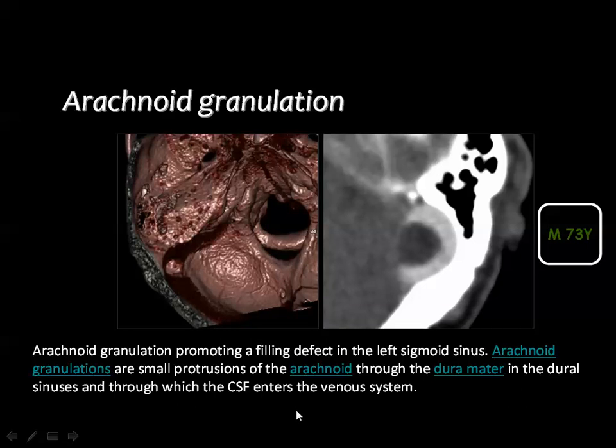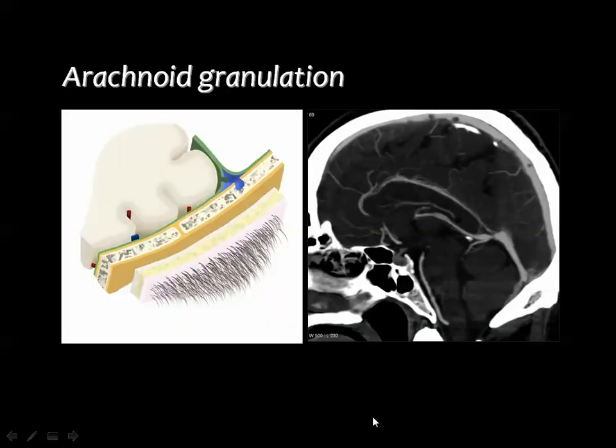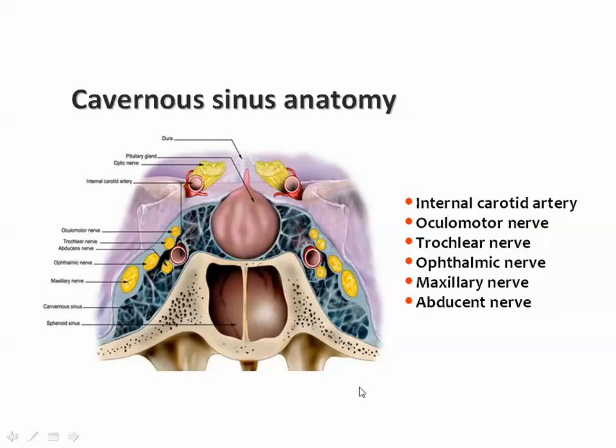Then sometimes the presence of these arachnoid granulations, these are the arachnoid villi which are responsible for absorption of the CSF, may appear as filling defects within the sinuses and should not be mistaken for dural sinus thrombosis. And this is also an example. This is CT venography of the cerebral veins, and you see minute filling defects within the sinus. These are not thrombi, but they represent the arachnoid granulations.